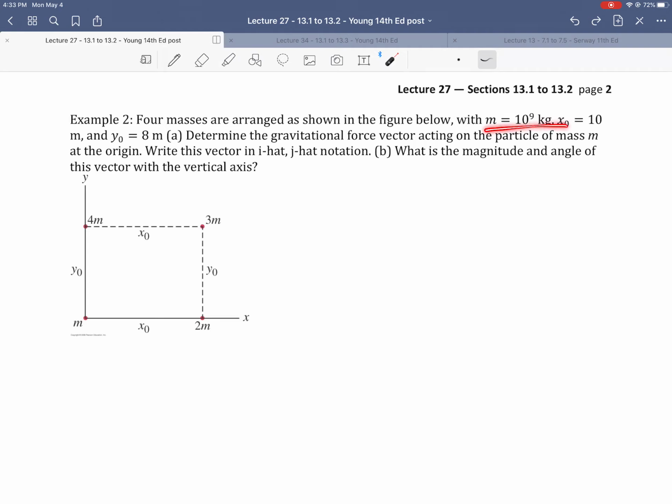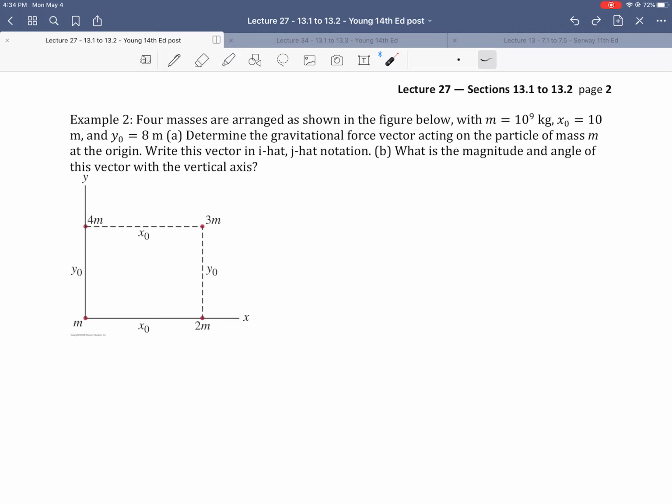Four masses are arranged as shown. Mass 1 is 10 to the 9 kilograms. X1, this distance here, is 10 meters, and Y naught is 8 meters. So it is not a square, but a rectangle. Determine the gravitational force vector acting on the particle of mass m at the origin. The particle of mass m is just 10 to the 9. Then for these three other, more massive particles, 2m would be 2 times 10 to the 9, 3m is 3 times 10 to the 9, and 4m is 4 times 10 to the 9.